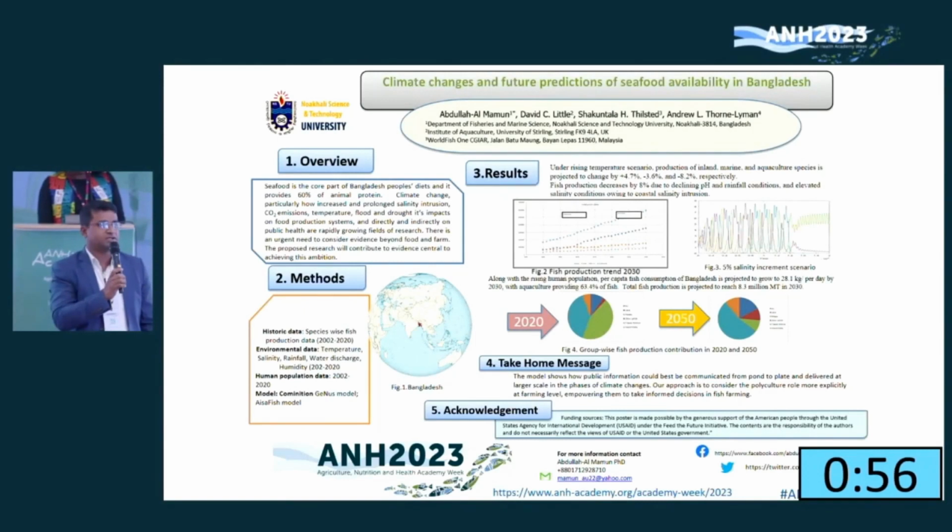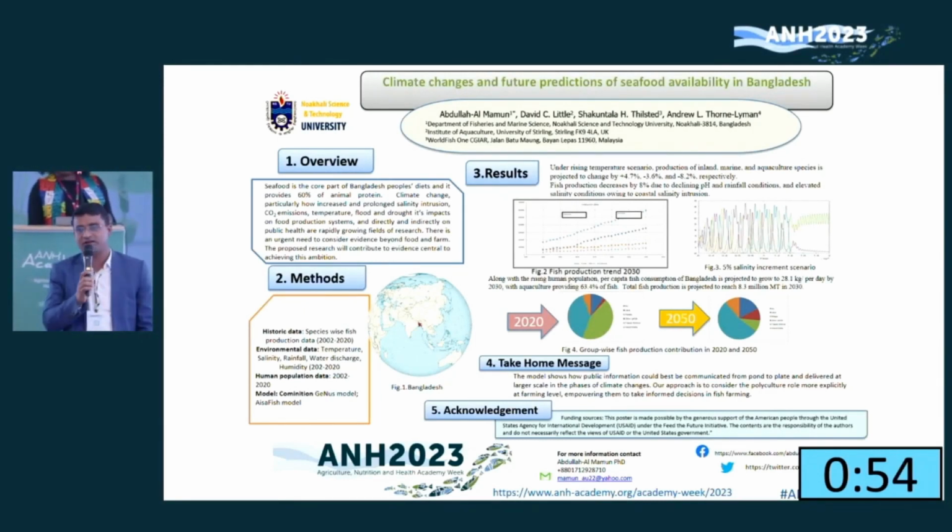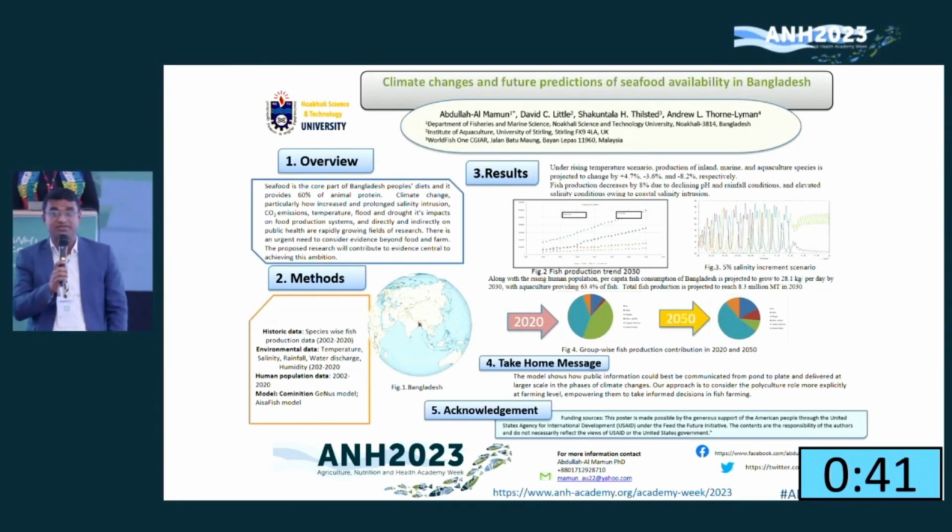As you know, Bangladesh is one of the climate vulnerable nations, and the fish consumption pattern is quite high, 20 kilos per capita per year. So we wanted to build a prediction model of seafood production in Bangladesh under variable climate scenarios.